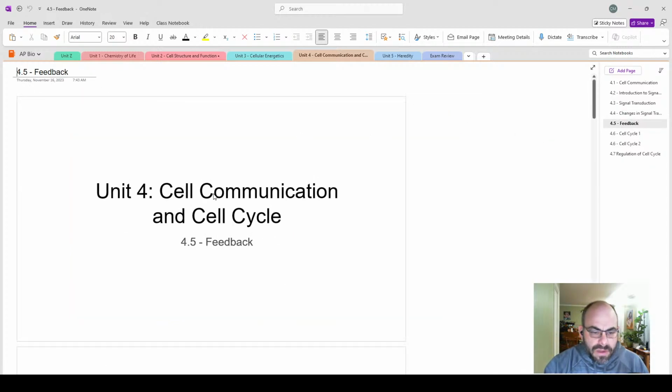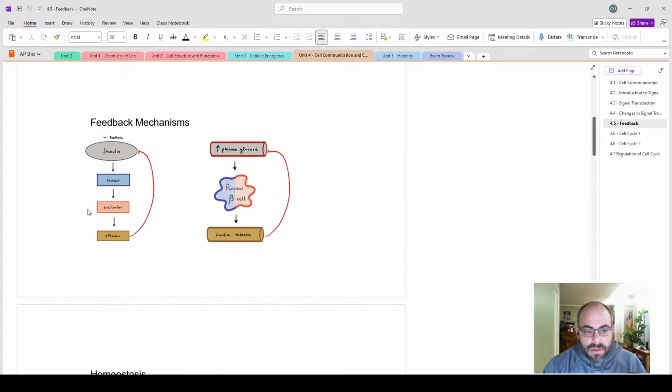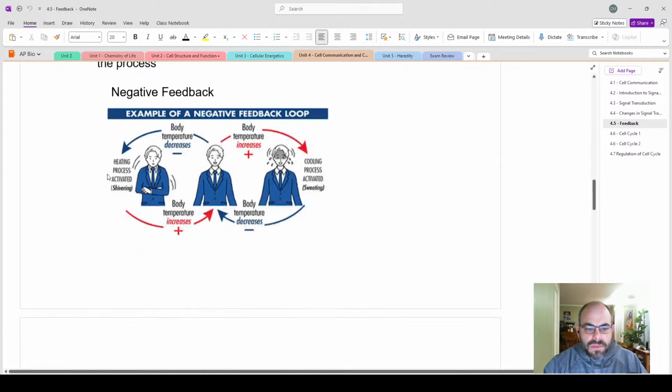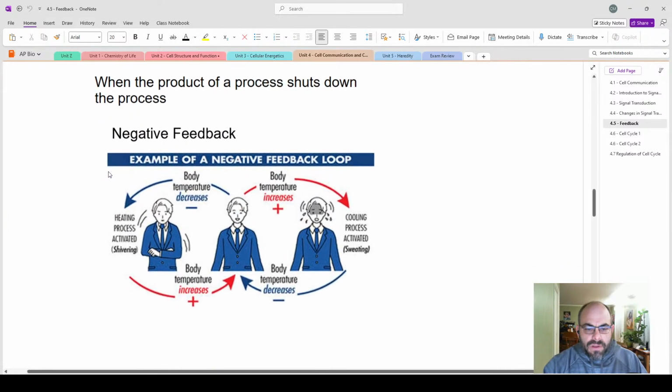4.5, we talked about two feedback mechanisms. So a feedback mechanism is a way to maintain some sort of homeostatic function, which is essentially reception, transduction, response, right? In a big sense, like a whole body is doing that. Your brain receives something, it does a series of relays, and then there's a gland somewhere that responds. Two main feedback mechanisms. Negative feedback, where the product of a process shuts down the process.